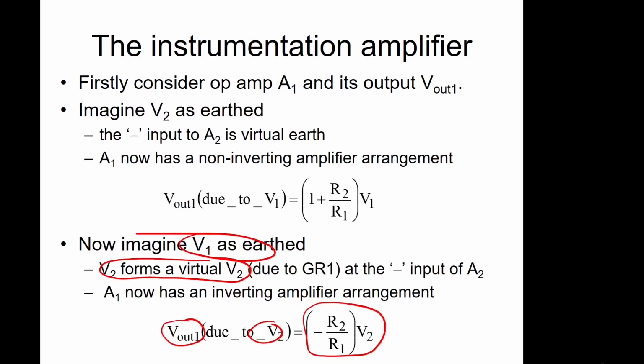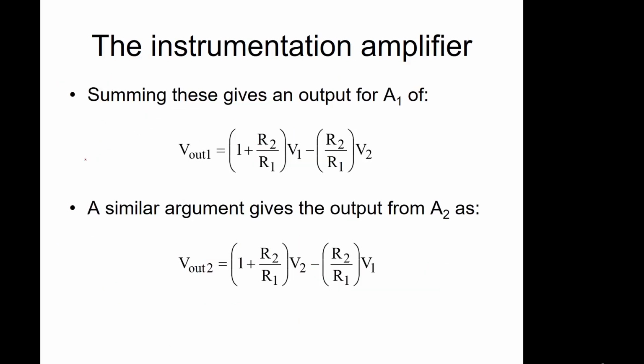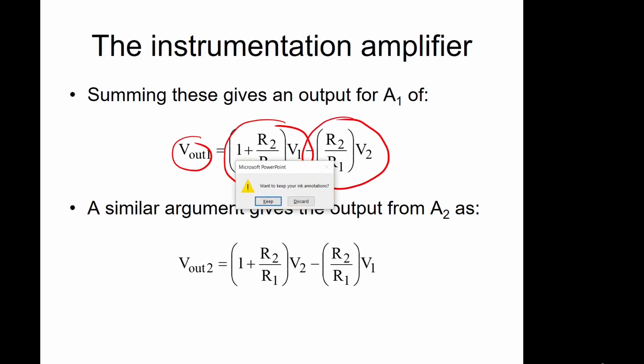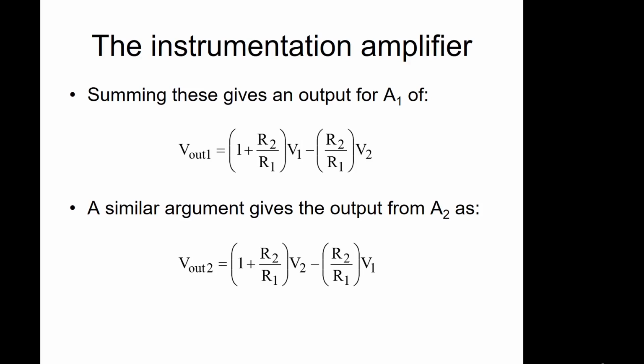So by the principle of superposition, we said we're going to look at each voltage separately and then add the result together to give us our output. The output from op amp 1 is going to be our two terms added together, so we get this term and this term. So that is our output from op amp 1. We can do exactly the same argument for op amp 2.